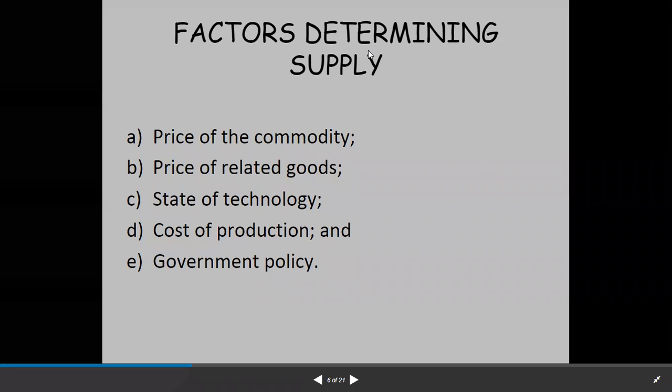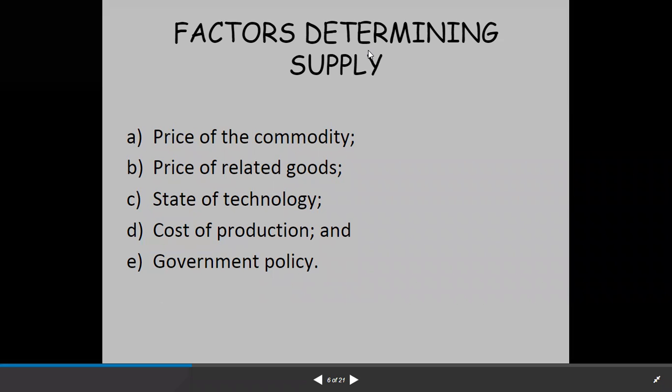So now we will discuss the factors determining the supply. What are the determinants of the supply? First of all, there are two types of supply: individual supply and market supply.